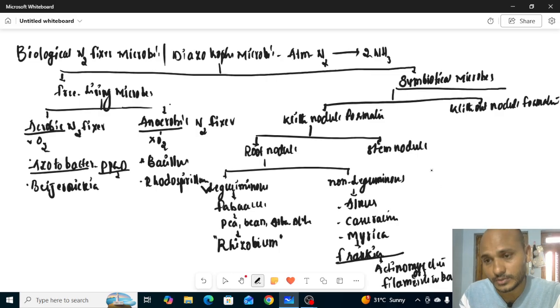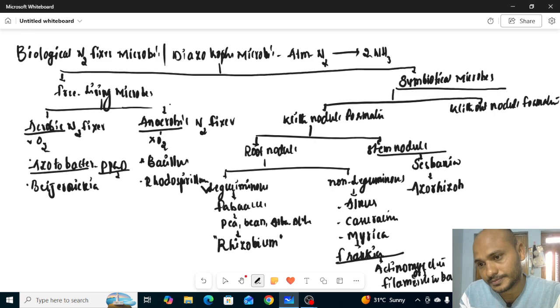Now coming to stem nodules. There is one plant in which the nodules form in the stem. The plant is Sesbania. The microbe which forms nodules in Sesbania is Azorhizobium. So here don't confuse: Azotobacter is different, Azorhizobium is different. Azorhizobium forms stem nodules in Sesbania plant.